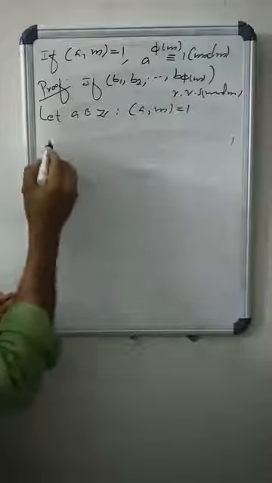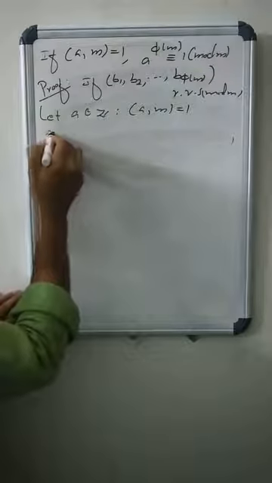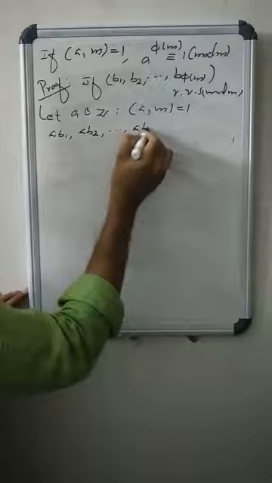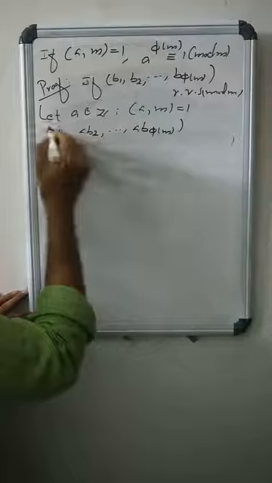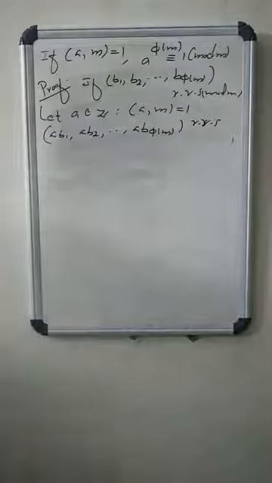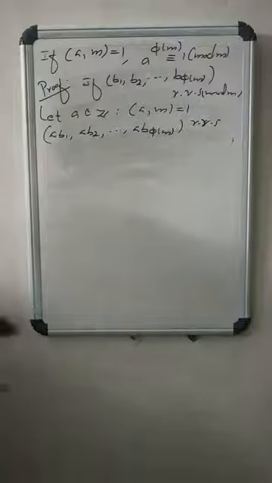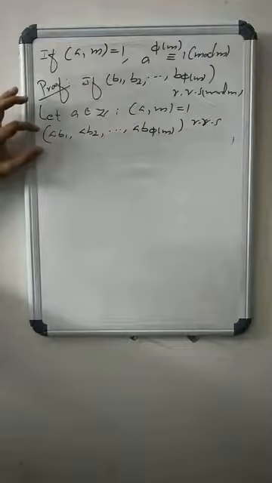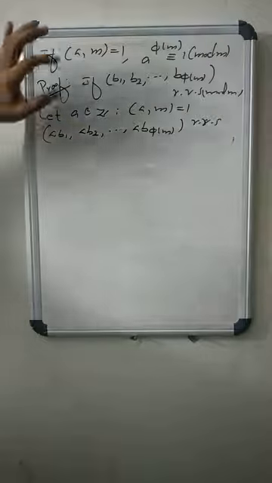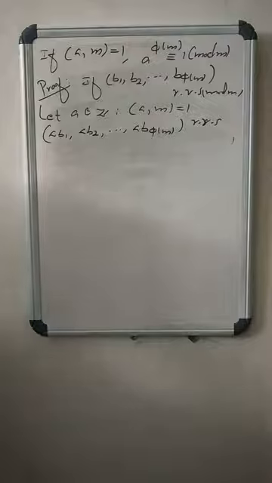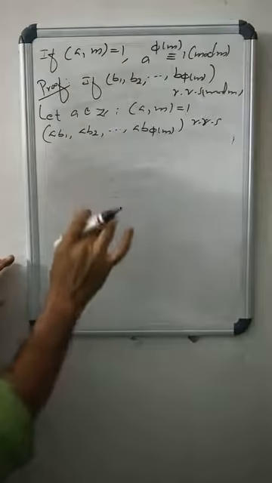then by the previous theorem, we know that the set of integers ab1, ab2, etc., ab phi of m also forms a reduced residue system mod m. Thus the product of all integers in the first set is congruent to the product of all integers in the second set. What is the first set? b1, b2, etc., b phi of m forms a reduced residue system mod m.